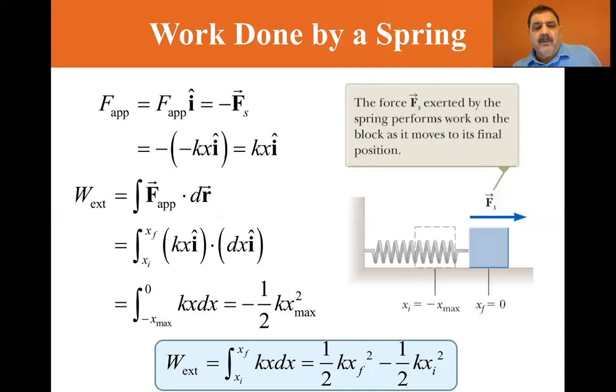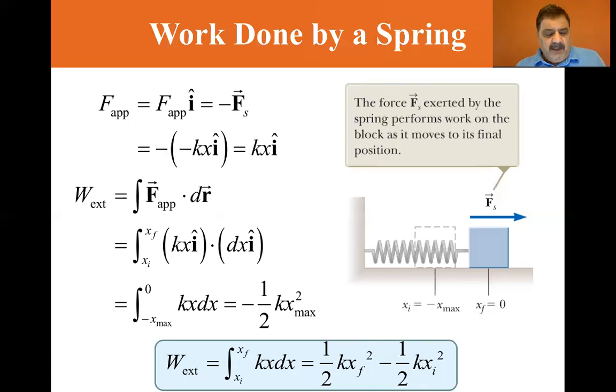The external work is the integral from x initial to x final of kx dx, which is equal to 1/2 k x final squared minus 1/2 k x initial squared.